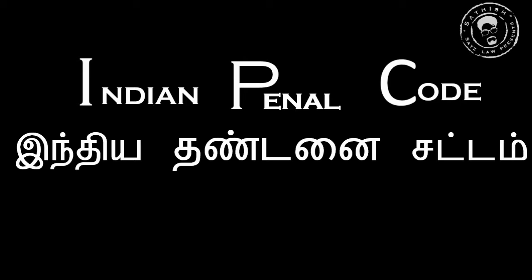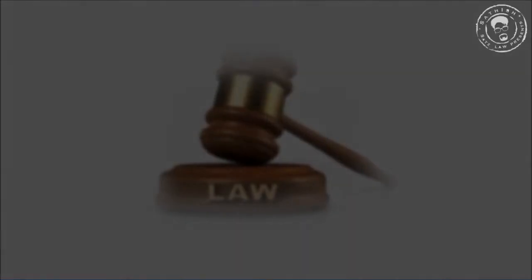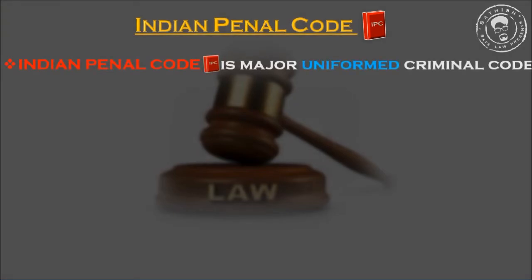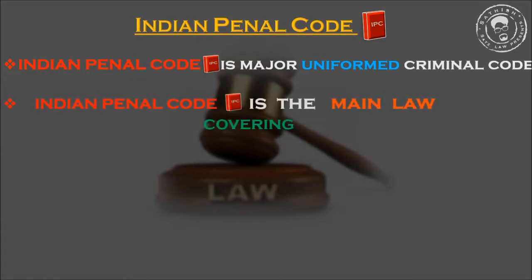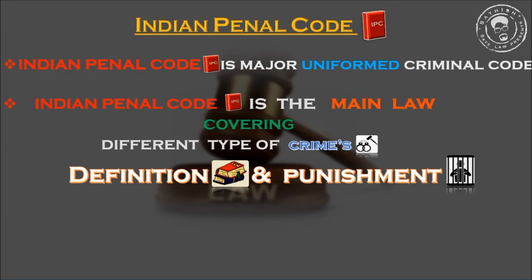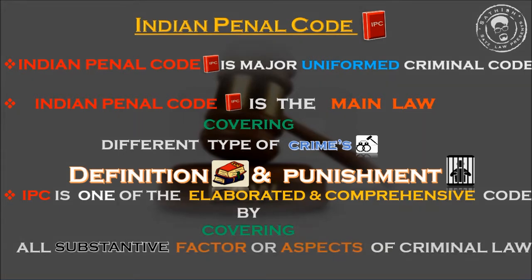Indian Penal Code, 1860: General Introduction. The Indian Penal Code is a major uniform criminal code. It is the main law covering the different types of crimes, their definitions and punishments. The IPC is one of the most elaborate and comprehensive codes, covering all the substantive aspects of criminal law.